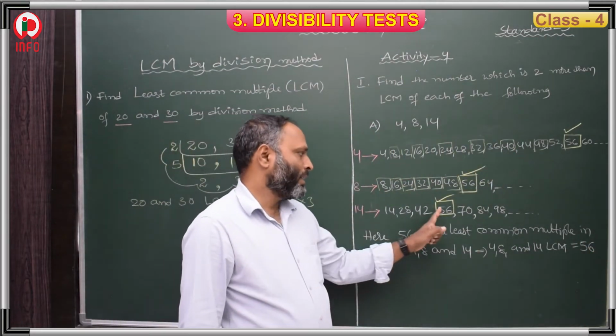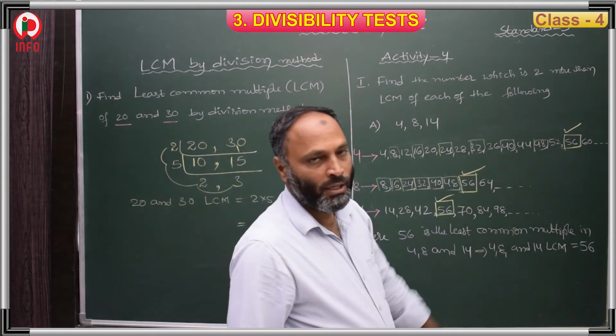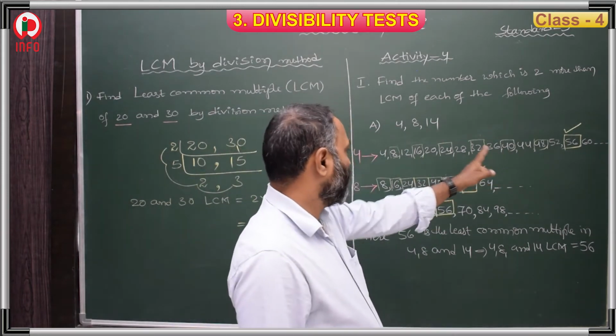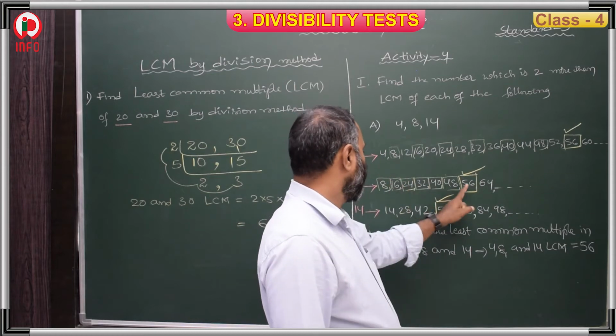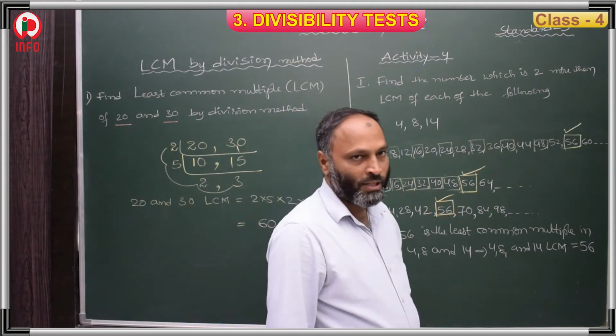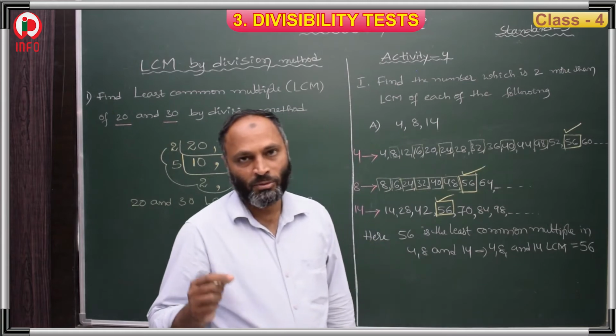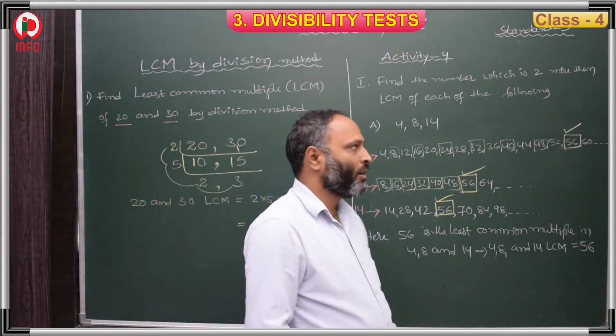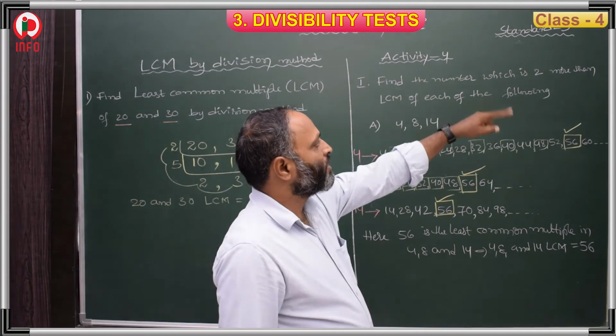Why? This is the least number which is common in all three. It is there in the 4 table, it is there in the 8 table and it is there in the 14 table. Whatever the number is, it should be common in all. Here we need to find the number which is 2 more than the LCM.